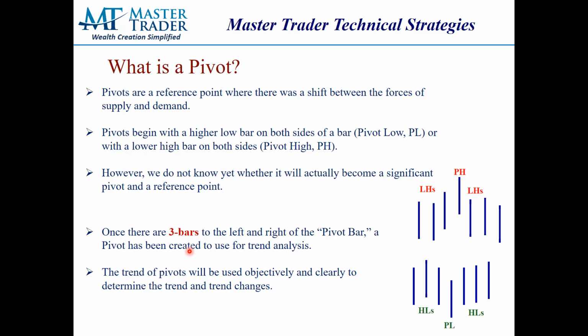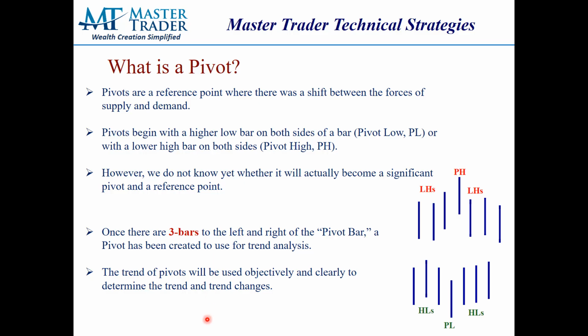Once there are 3 bars to the left and right of the pivot bar, a pivot has been created for us to use for trend analysis. Now, why 3? Well, we could use 2, but it really isn't that many bars. When you see a bar with 2 bars to the left and the right, there has been a shift there, but we have to make a decision as to what we're going to use as something of significance. You might see others use 4, 5, 6, 12, whatever it might be. But here we have to make a choice, and I've just found that using 3 bars to the left and the right works out really well.